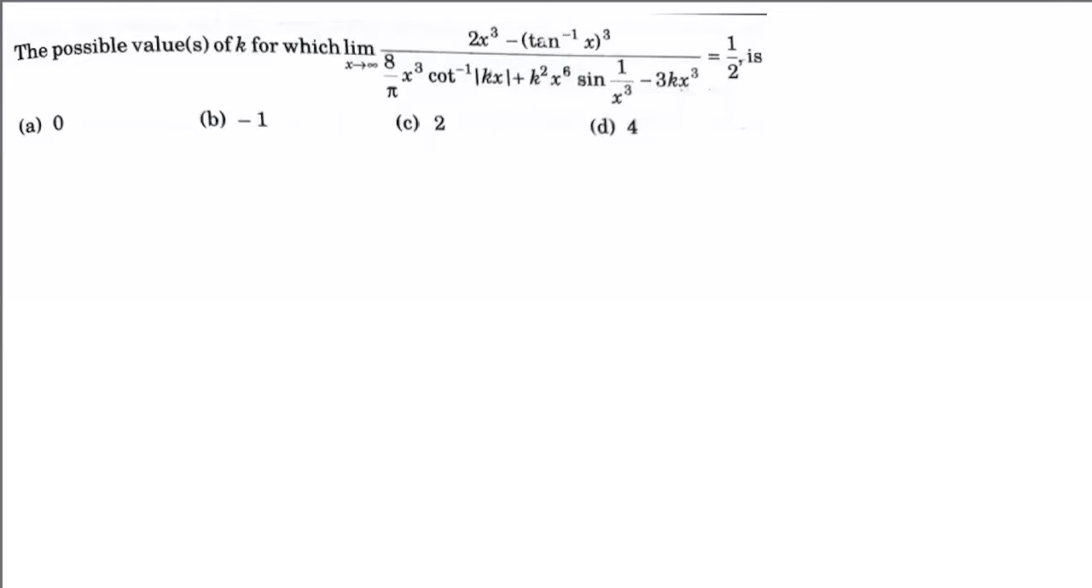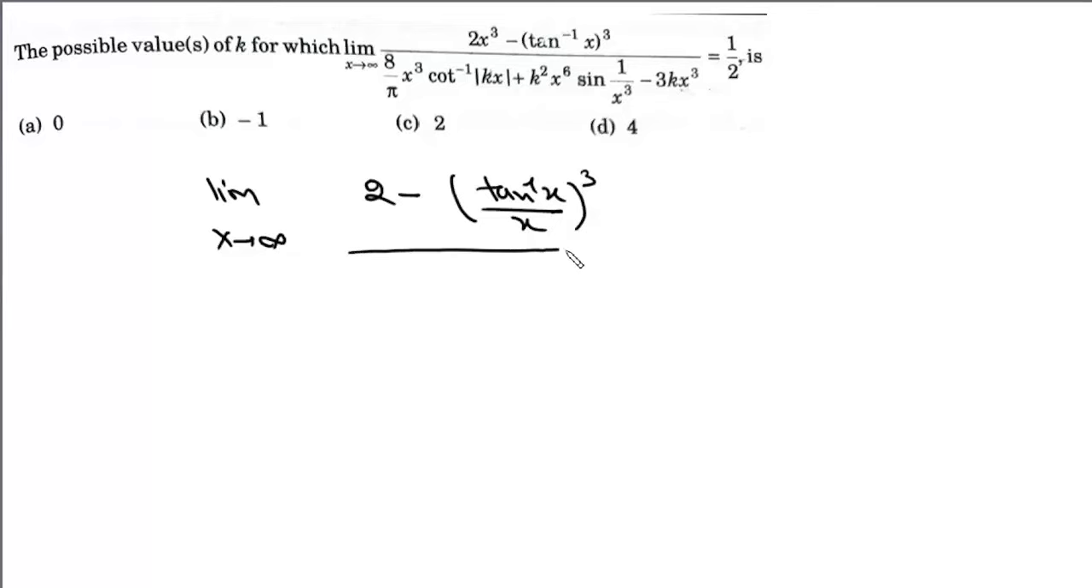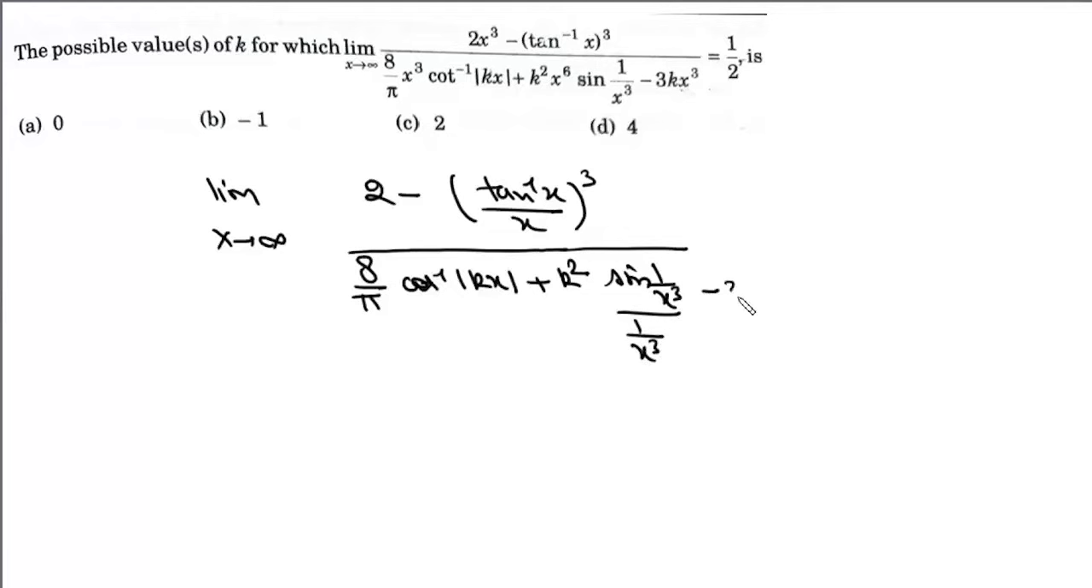Now the question is, find the possible value of k for which this limit is equal to 1/2. Now what we'll do is divide everything by x cube. So we can write the limit as x tends to infinity of (2 minus (tan inverse x upon x) whole cube), and here it will be 8 upon pi cot inverse |kx| plus k square, now sine(1/x cube) upon 1/x cube, and here it is minus 3k, and it is equal to 1/2.